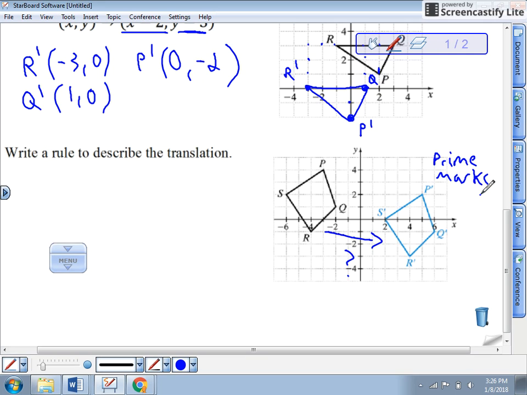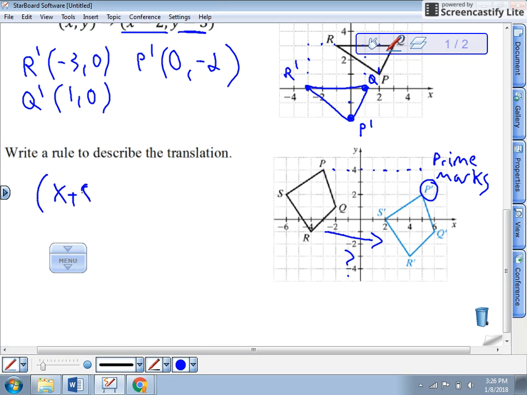So this one doesn't have it. So this right here, this is our new image. So how is it shifting? It's shifting to the right and down. So we just have to count. Pick any points, count them up. So I'm going to go P to P prime. So we went over 1, 2, 3, 4, 5, 6, 7, 8. So I know I went over 8. So it's going to be X plus 8.